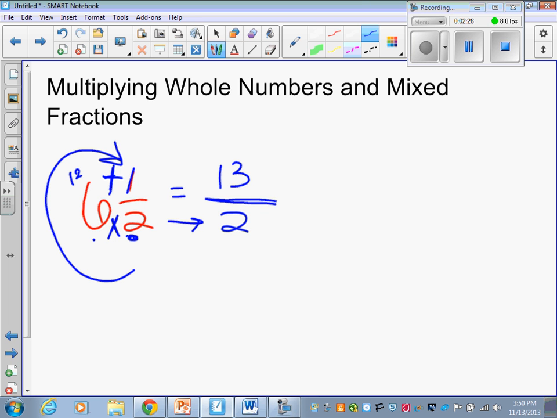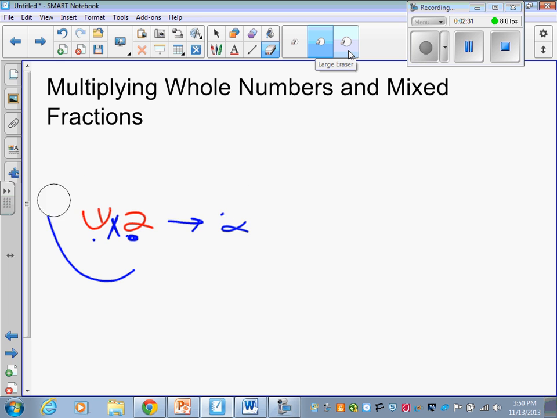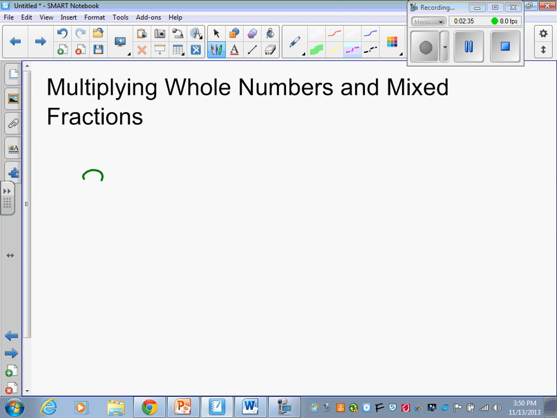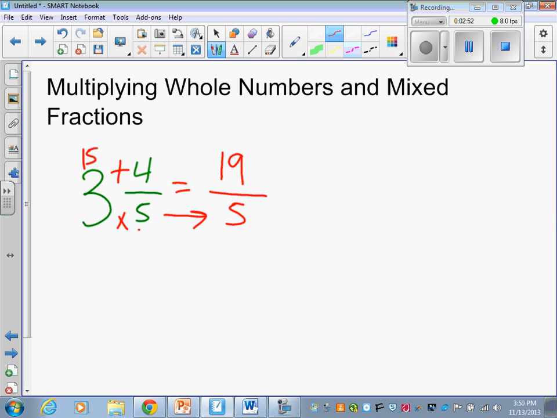So let's try one more example using this trick. Let's take the number 3 4/5. So remember, you start at the bottom, denominator, you multiply by 3, you get 15. You add on 4, that's equal to 19. You keep your denominator the same. So 3 4/5 is equal to 19/5 as an improper fraction.